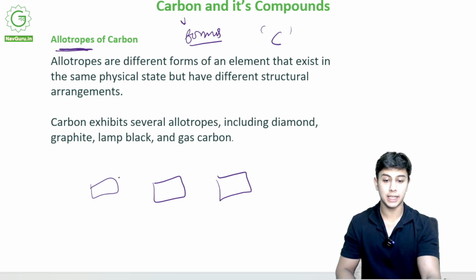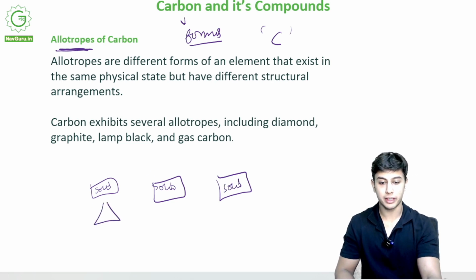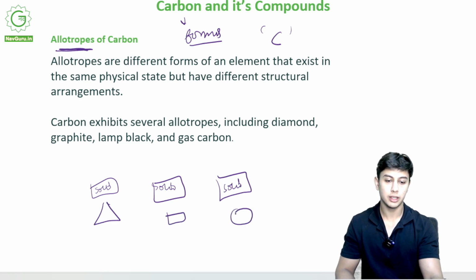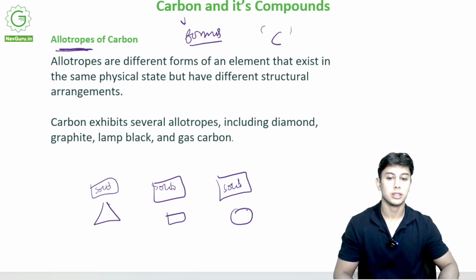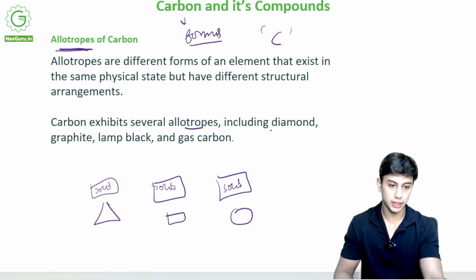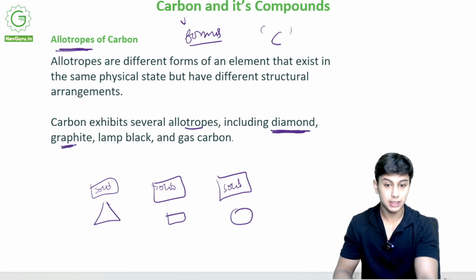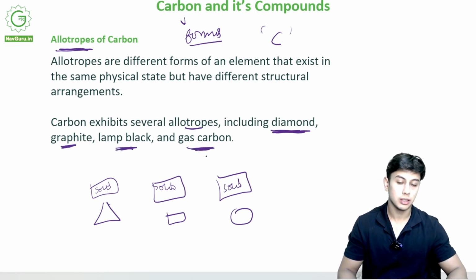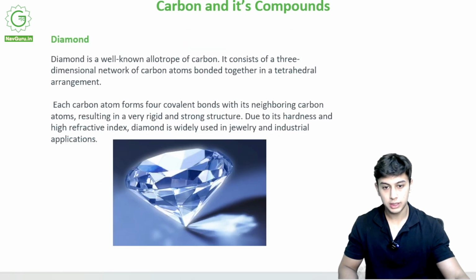They exist in the same state. Same state means solid, but their structure would be different. Such allotropes we'll be covering. Carbon exhibits several allotropes, including diamond, graphite, lamp black, and gas carbon. Let's get into each of these individually.